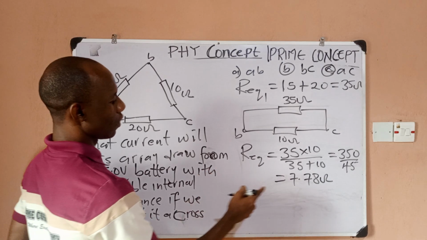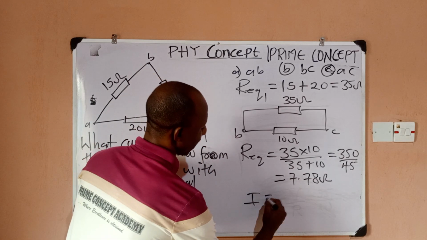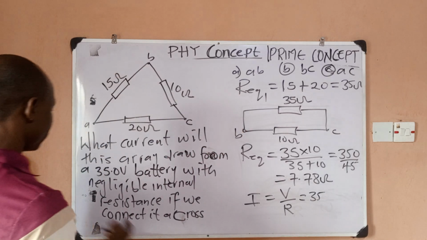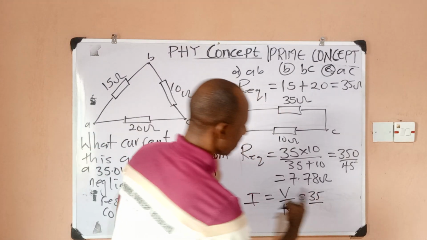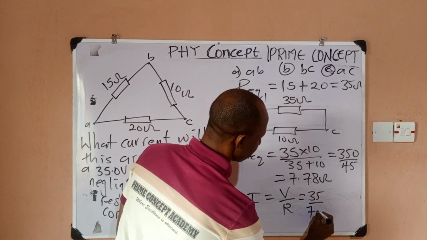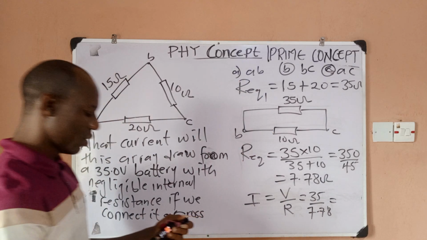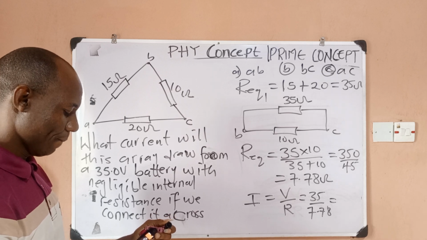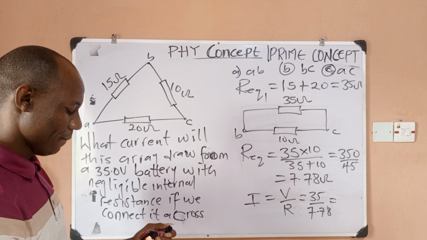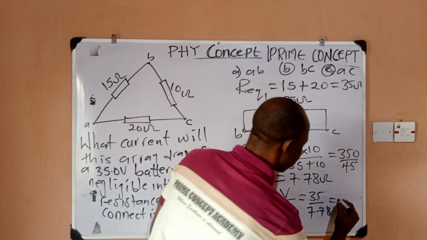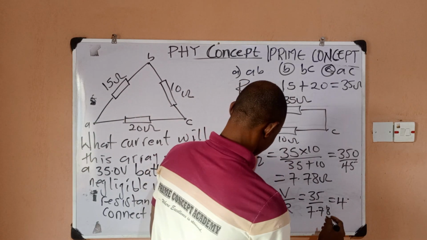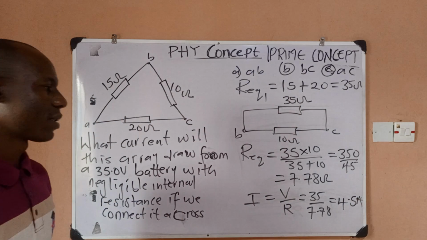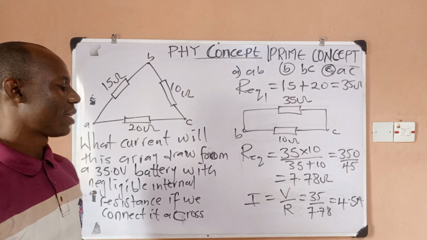The next thing I want to do is to find the current using Ohm's law. I is V by R, and my V is 35, right? 35 divided by my resistance now, which is 7.78. If I punch this, I would have 4.5 ampere. So my current is going to be 4.5 ampere, and this is very simple.